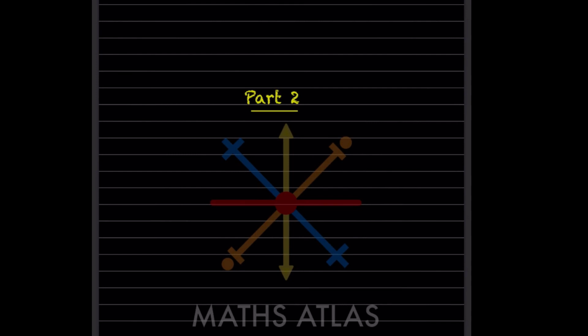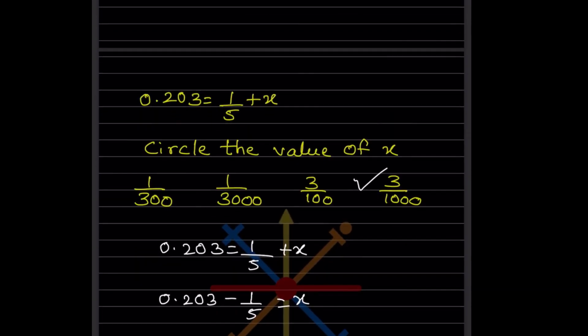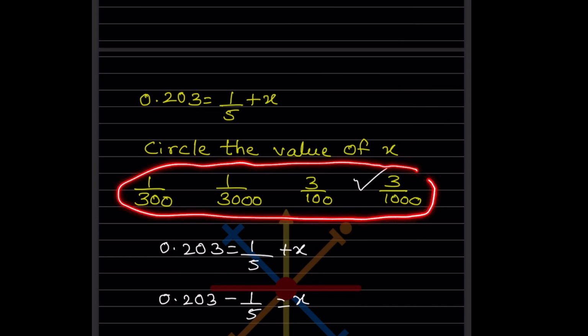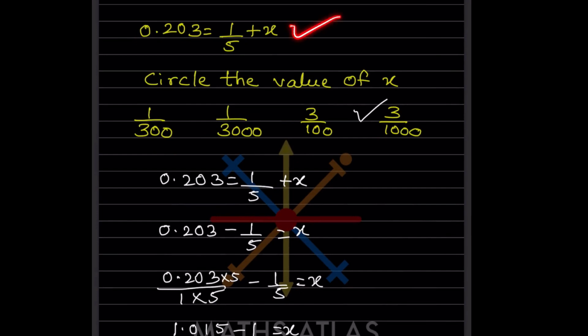So let us see part 2 of paper 1. Here, 0.203 is equal to 1 by 5 plus x, and you have to circle the value of x. First let us keep this at the side. Let us see how to solve this one. The question is written over here. So x we will keep on the right hand side.